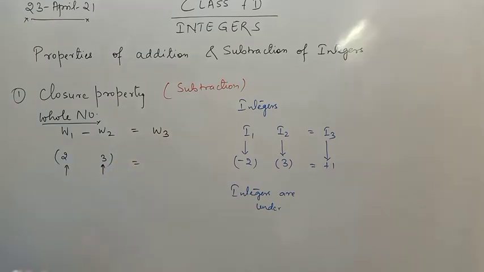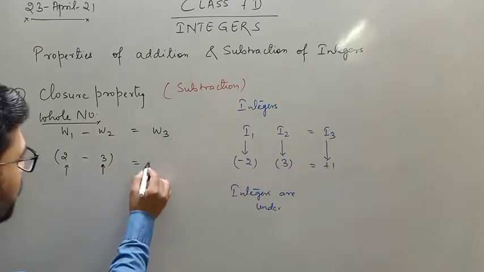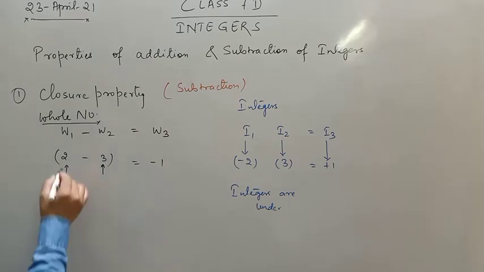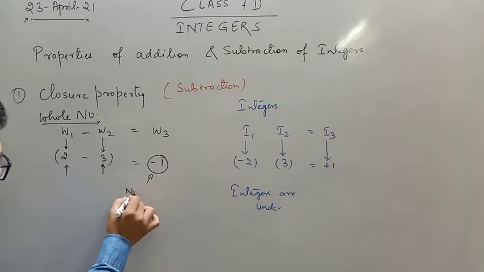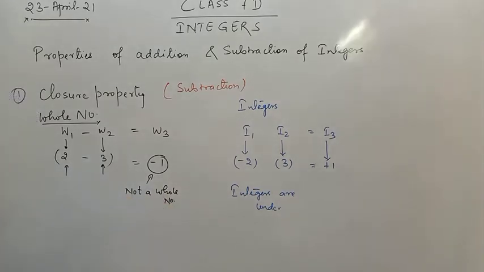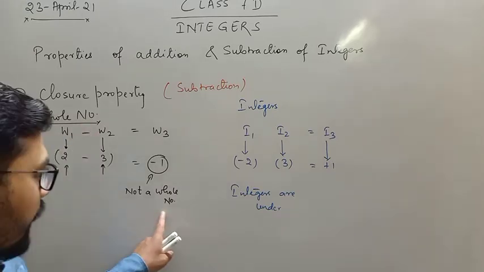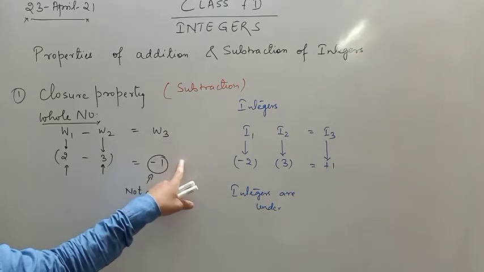Let's check. So I've just taken one example. W1 is equals to 2 and W2 equals to 3. When I subtract 3 from 2, what I'll get? Minus 1. So this is a whole number, but this is not a whole number. Rather it's an integer. So it's an integer, not a whole number. That means in LHS, when I subtract two whole numbers, I don't get a whole number here. I just got an integer here.